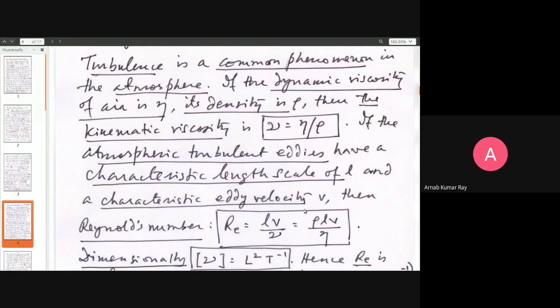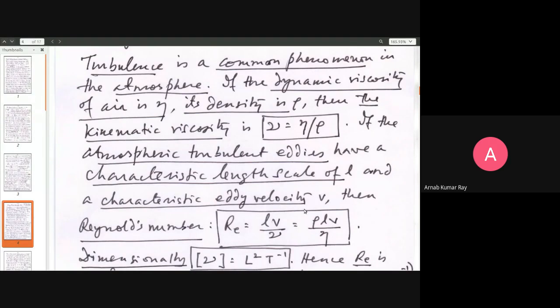In the case of your coffee cup, the velocity will be the speed with which you are pushing the liquid around with your spoon, right? In the case of a cyclone, that is of the order of the wind speed of the cyclone, something like 150 kilometers an hour. So those are the length and the velocity scales of a turbulent eddy.